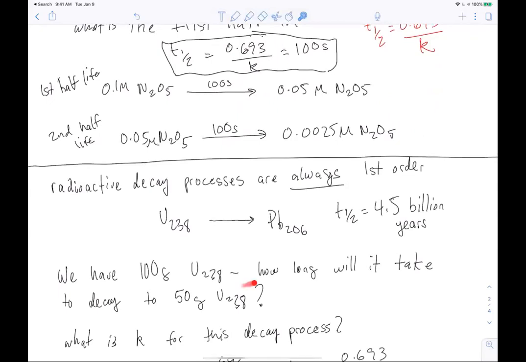If we look at uranium-238, here I started with 100 grams of it, and I know it's going to take 4.5 billion years to become 50 grams. But if I started out with 1,000 grams of this, it's still going to take the same amount of time to go to 500 grams. It's independent of the concentration.